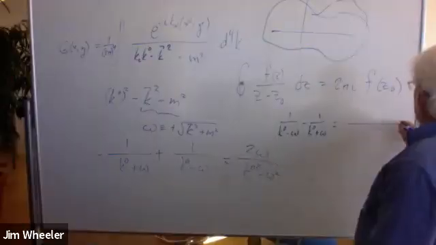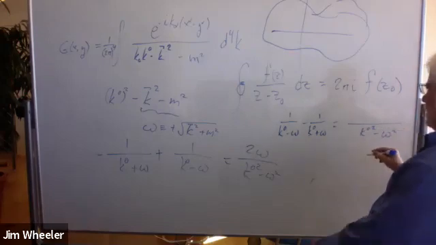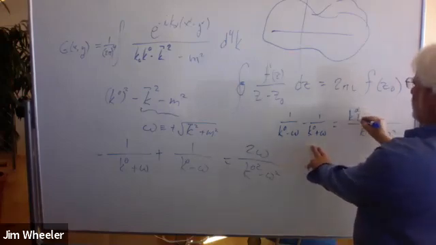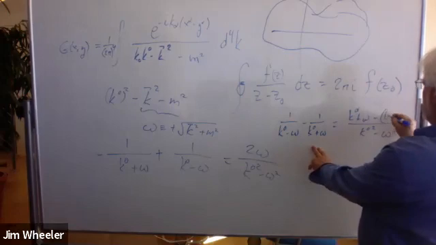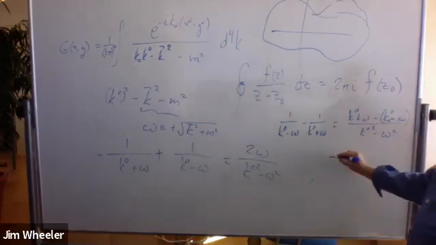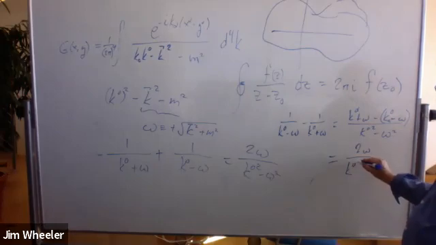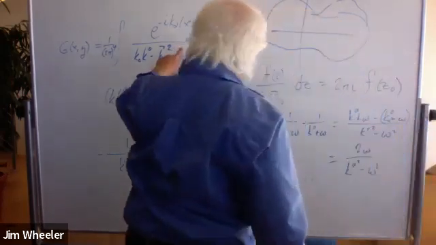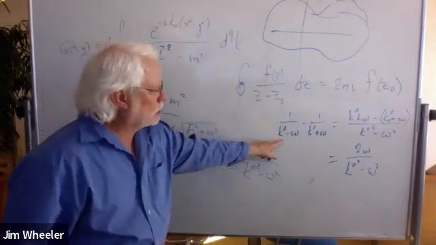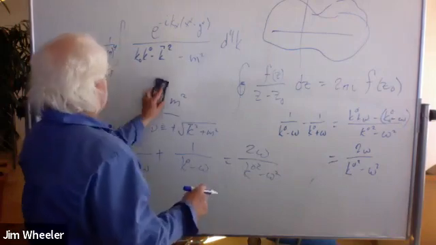Okay. Find a common denominator. That's k naught squared minus omega squared. Then we have k naught plus omega minus k naught minus omega. And the k naughts cancel, the omegas add, so this is just twice omega over the denominator we want. So I can write this as a sum of two terms which are simple poles. So let's do it.